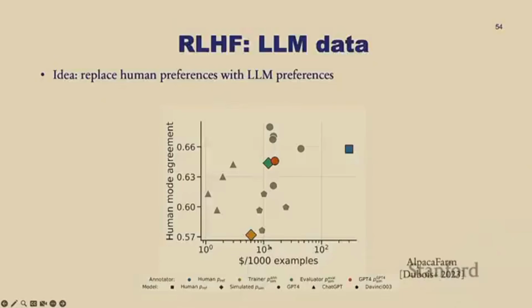So here on this figure, you see on the x-axis the price that we paid for collecting human data. It's around $300 for 1,000 examples, and this is on mechanical Turkers, which are usually cheaper than some of the other companies that you could go through. And on the y-axis, it's the agreement with other humans, with the mode of other humans.